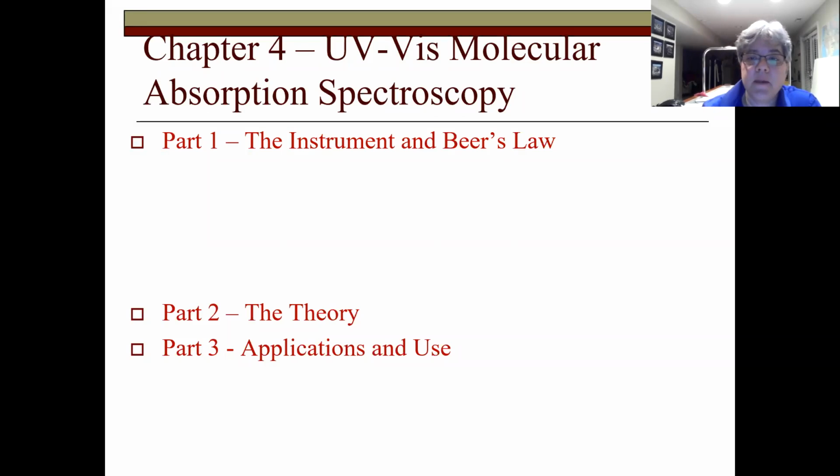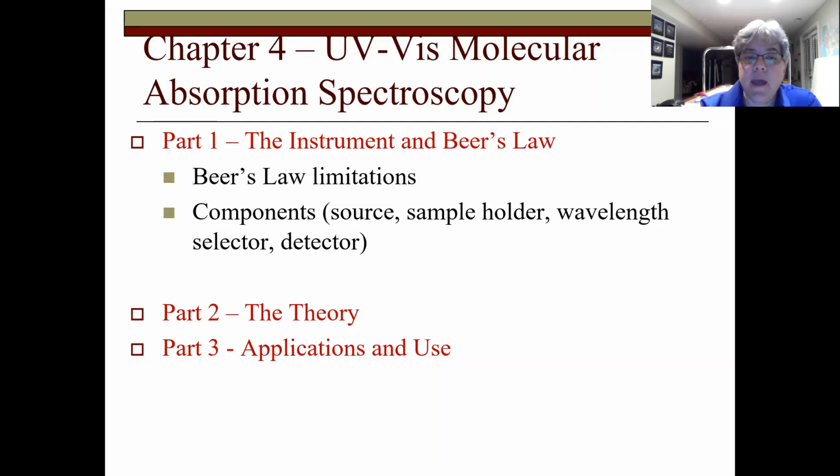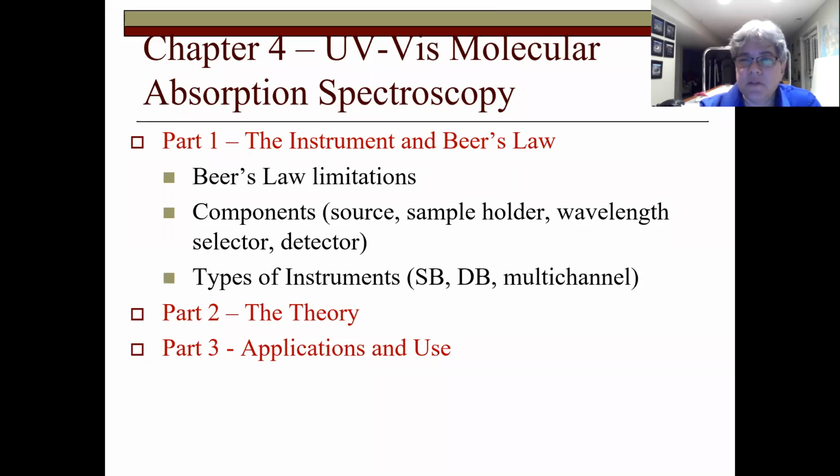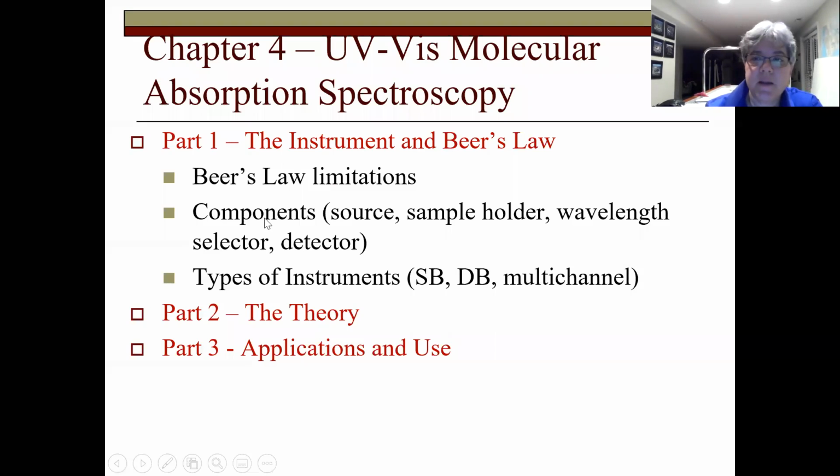So last time, if you remember, we talked about the limitations to Beer's law, the conditions for Beer's law to be true. And we started to talk about the components, the parts of the instrument, and then we'll also need to talk about types of instruments. So today we're going to finish up the components and the type of instrument, and then we can move on to the theory.